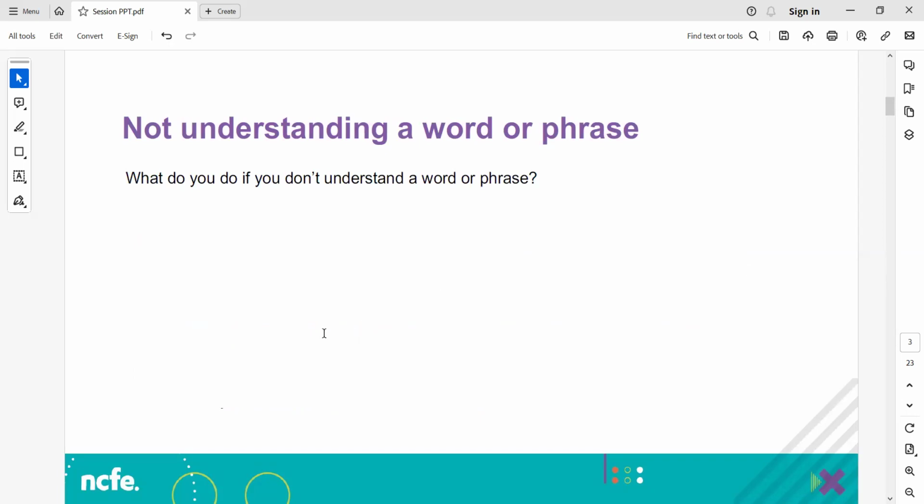So, if you don't understand a word or a phrase while you are reading a text, what would you do? Can you suggest anything you could do if you needed to understand a word or phrase? So you're reading a news story and you come across a word, you're not sure of the meaning, and the sentence or the story doesn't make sense because you don't know the meaning of the word, what would you do? Can anyone suggest something they might do if they didn't understand a word or a phrase?